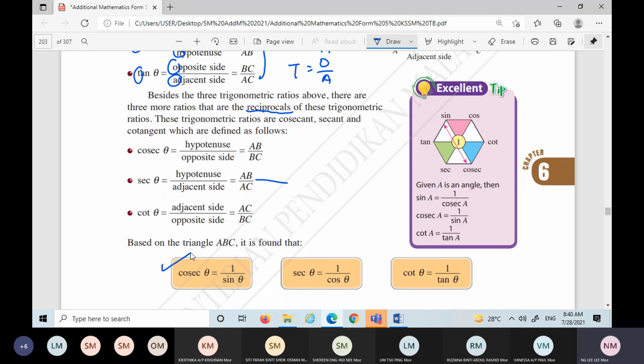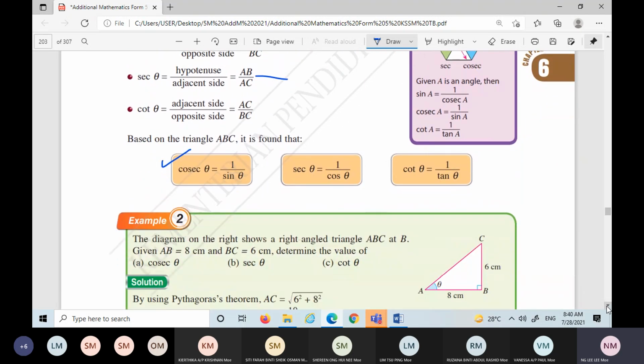This one you must copy in the notes, these three. Same thing, this one will not be given in the formula. So you have to find a way to memorize it.